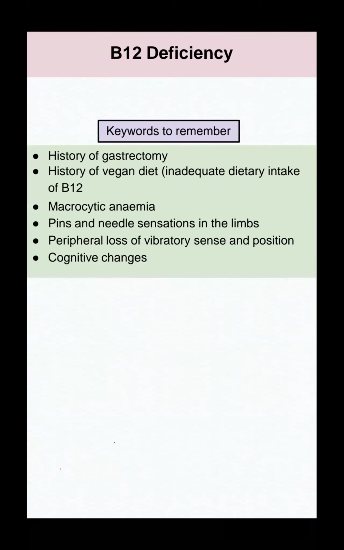B12 deficiency: patient history of gastrectomy, my MOH candidates, history of vegetarian diet, macrocytic anemia, pins and needles sensation, peripheral loss of vibratory sense and position, cognitive changes. These are the presentation. These are the picture of the exam, and I have to diagnose B12 deficiency.